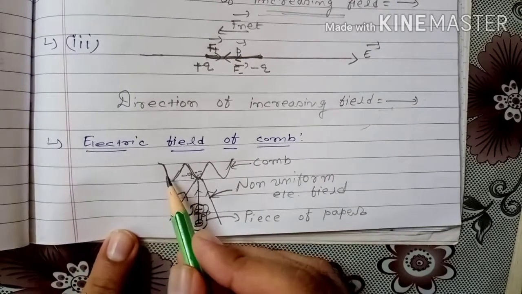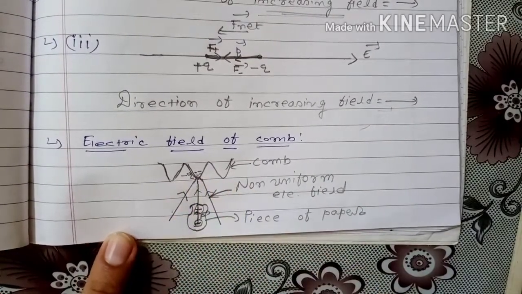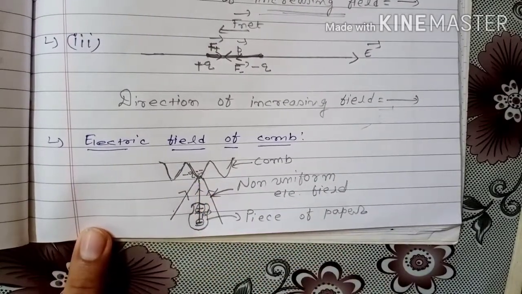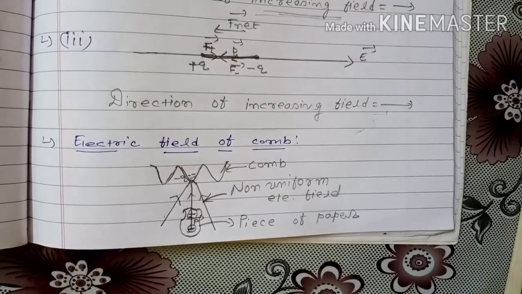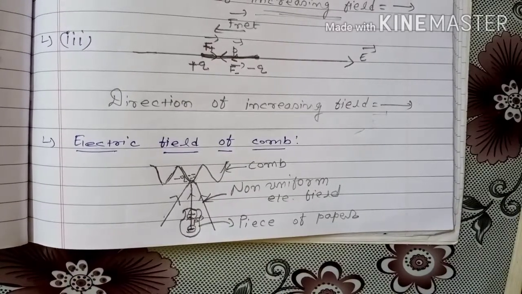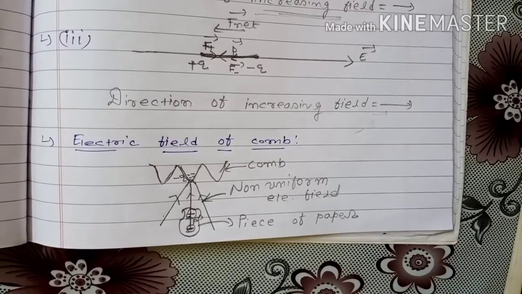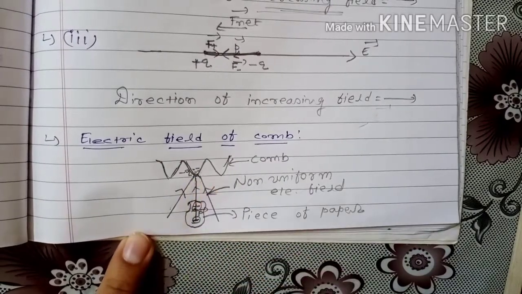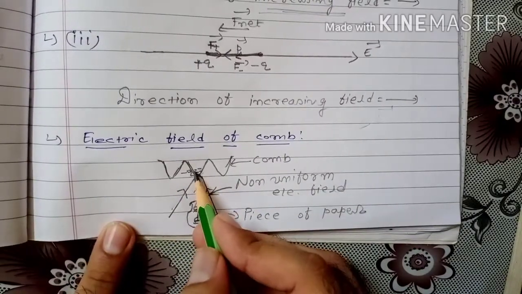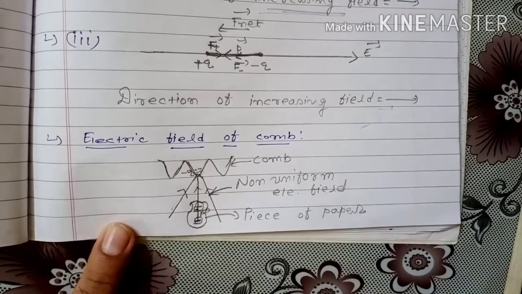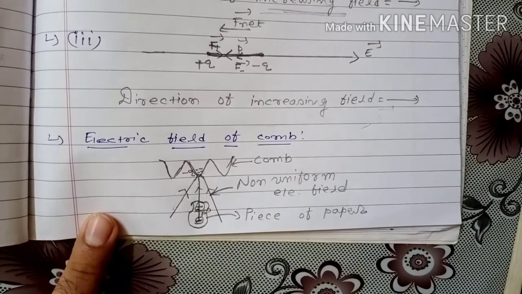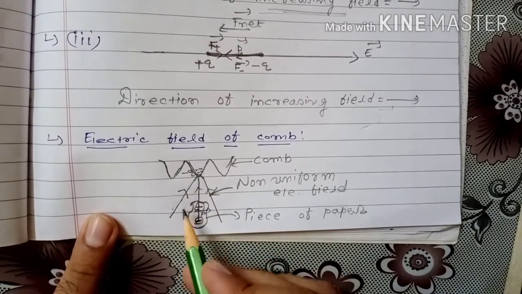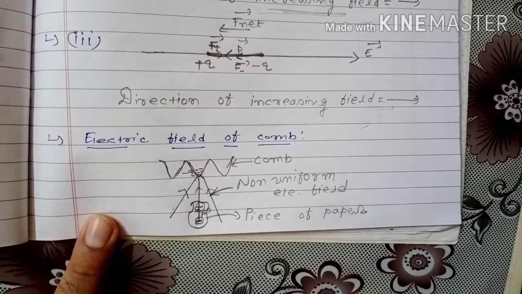So here I have shown the teeth of the comb, and when we pass the comb through dry hair, what happens? Due to friction, this comb gets electrified or charged. The comb receives an excess amount of electrons. Therefore, the comb is negatively charged. Here, this is the tooth, and this tooth is negatively charged. And we know that the direction of the electric field due to a negative charge is always towards it. Therefore, this electric field is a non-uniform electric field.